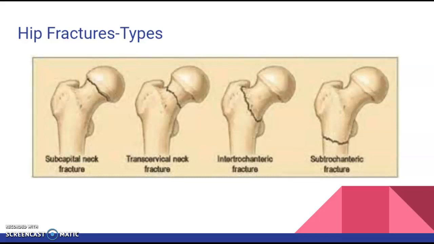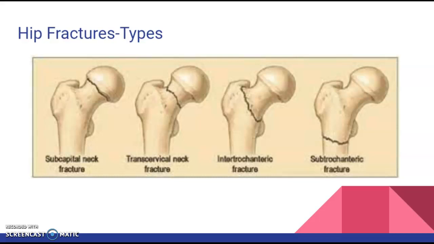So you have the subcapital neck fracture, which is just below the head of the femur. You have the transcervical neck fracture, which is right across that skinny part in the neck. Then you have the intertrochanteric, where the fracture splits the trochanters, and then the subtrochanteric, where the fracture occurs just below the trochanters.